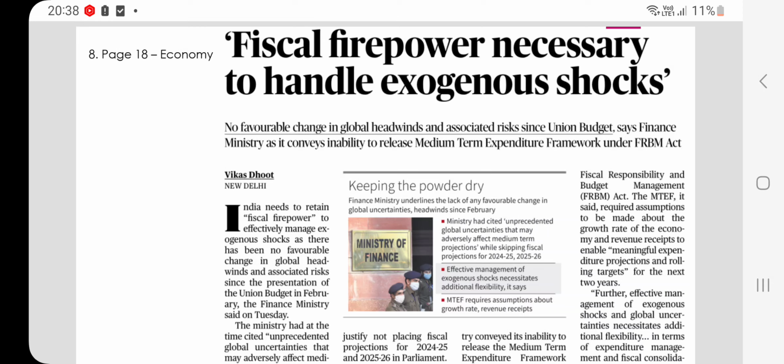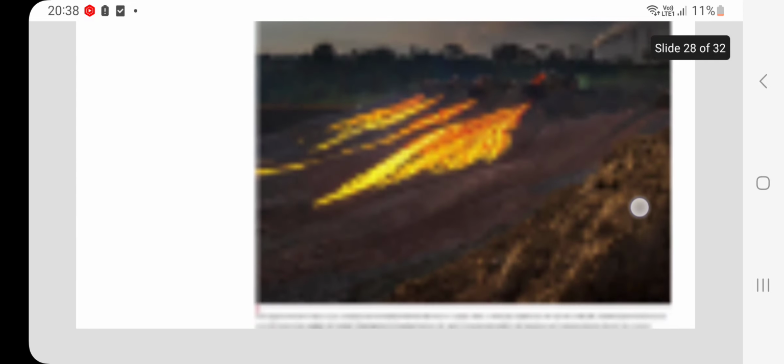The objective of MTEF, that is the medium term expenditure framework, is to facilitate a closer integration between the FRBM statement and the Union Budget. This statement is presented in the session after the one in which the budget is presented, usually the monsoon session. The next article talks about geography, that is relevant from the geography prelims perspective.